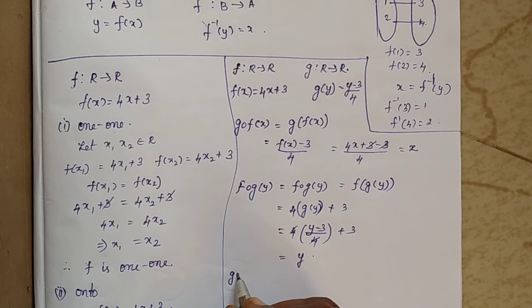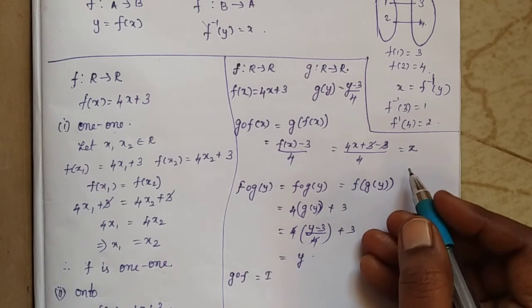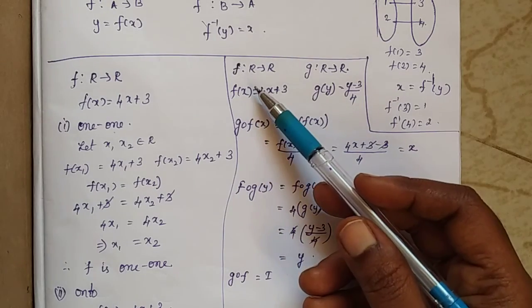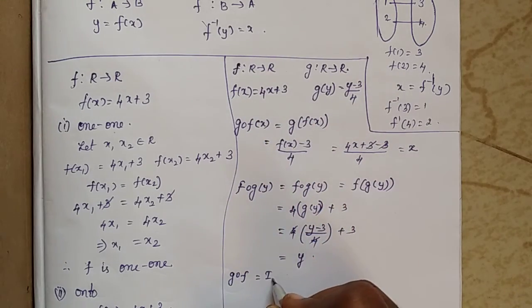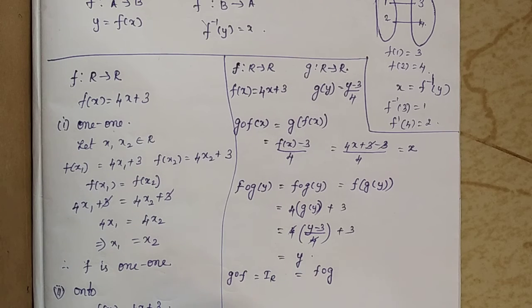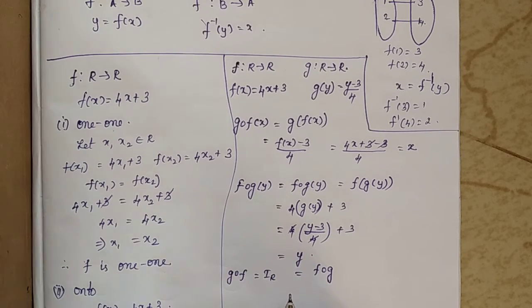So g of f is equal to I. If I give x, x will be the value. If I give y, y will be the value. Here this is from R to R. So this will be the identity function of R. This is equal to f of g also. Here also the same identity function will be there. Therefore, I can say that this function is invertible.